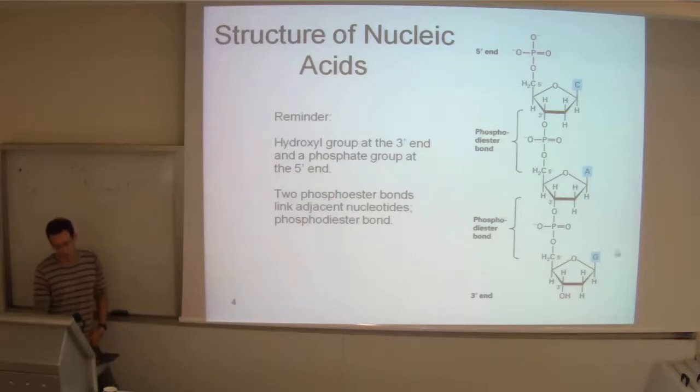What are we looking at? Is this DNA or RNA? DNA, because in RNA, instead of a hydrogen, we have a hydroxyl. And this is why DNA is called deoxyribonucleic acid.